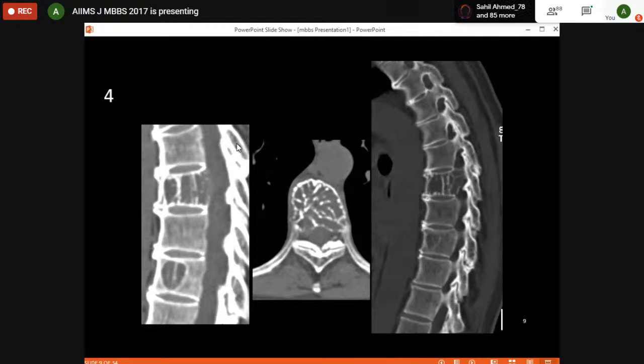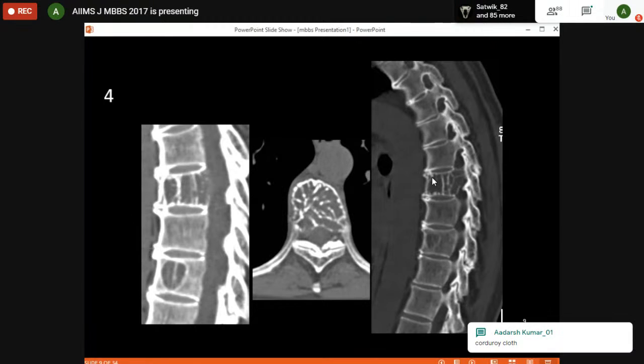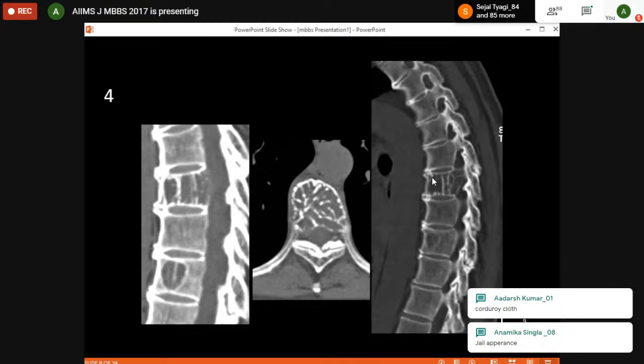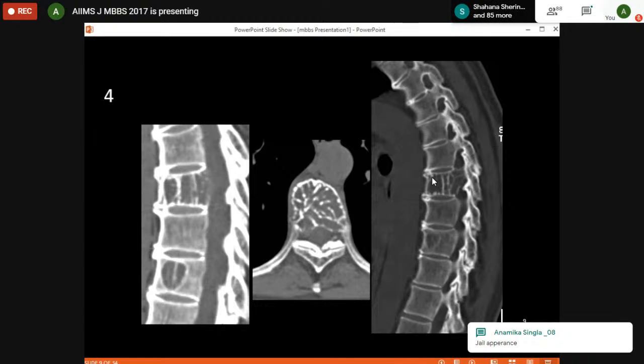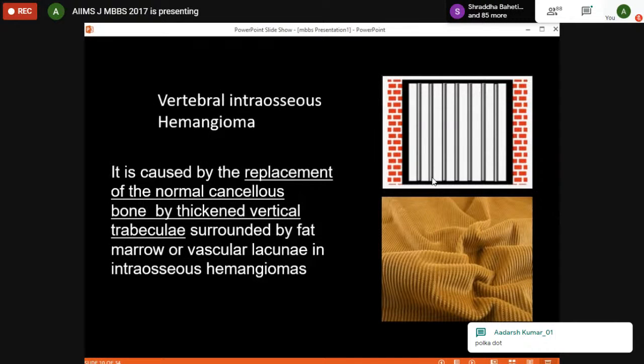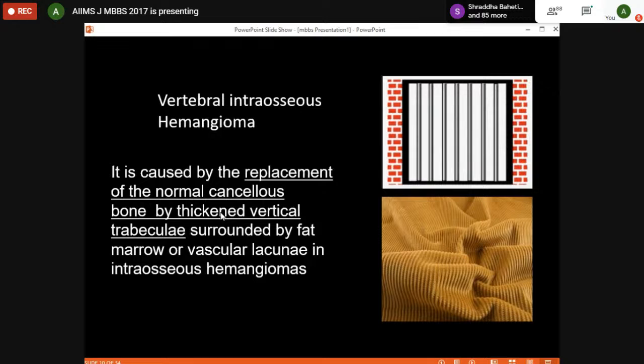Please type in your answers. This is a CT scan of the spine and you're able to see something here at this level. Any sign that you have read of? Good, good, good, very good. Jail bar appearance, okay, jail bar appearance, right? All right.